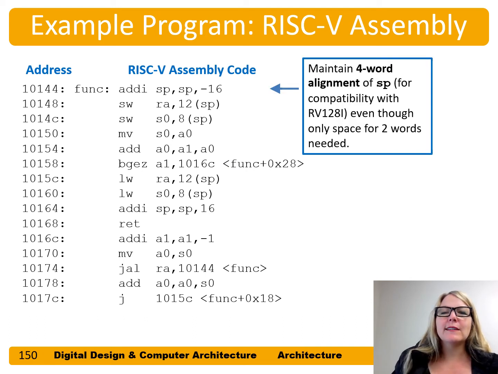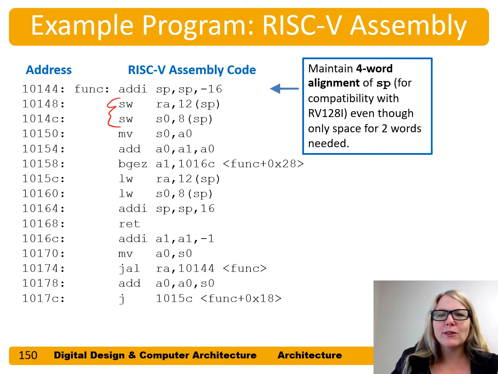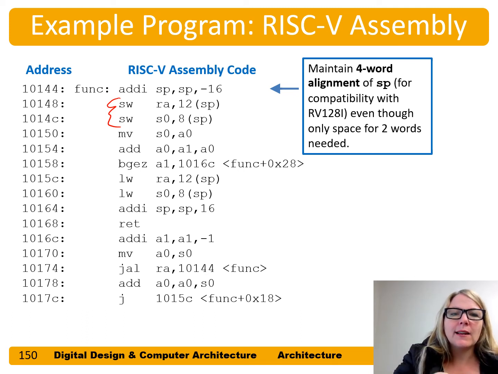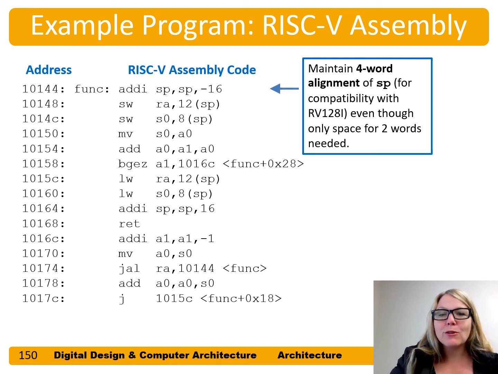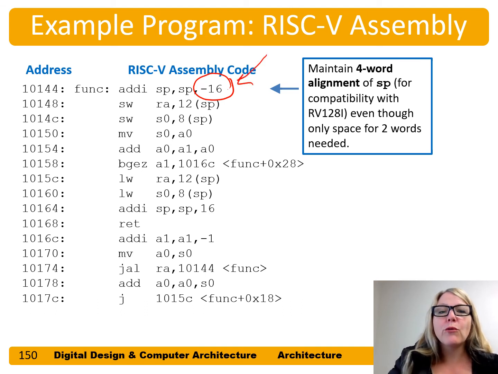One thing to notice is that the stack pointer decrements by 16, but the program only stored 2 words on the stack, so it really could have decremented by just 8, right? SP minus 8 instead of add immediate SP, SP minus 16. But RISC-V requires that the stack pointer maintain quad-word alignment. So the program made room for 4 words instead of 2 because of the alignment.